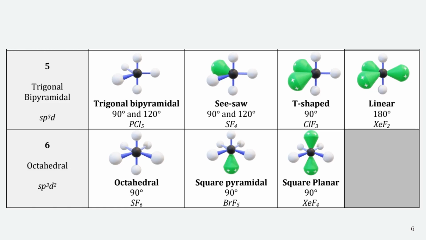6 bonding domains, octahedral for the molecular geometry, 90 degrees. Luckily, for 6 domains, it's all 90 degrees. Square pyramidal, that's 5 bonding, 1 lone pair. And square planar, so flat square, as you can kind of see there, it is 90 degrees, square planar.